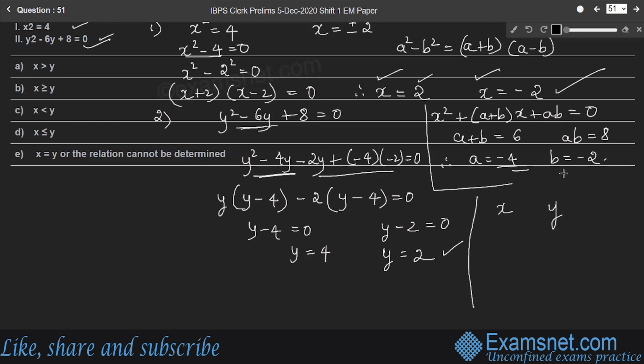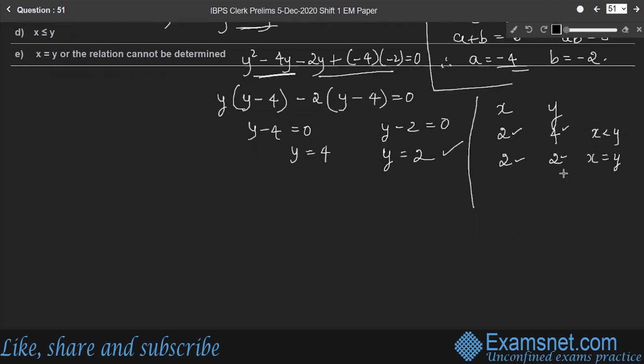So if x is equal to 2 and y is equal to 4, then x will be less than y. If x is equal to 2, y is equal to 2, then x is equal to y. Next, if x is minus 2 and y is 4, then x is less than y. If x is minus 2, y is 2, then also x is less than y. So combining these four, we can conclude that x is less than or equal to y, right?